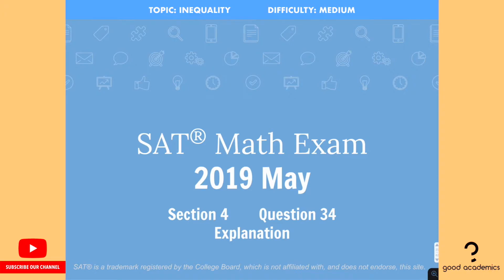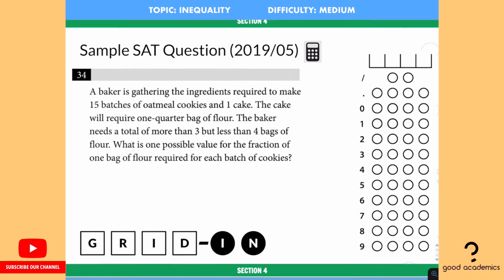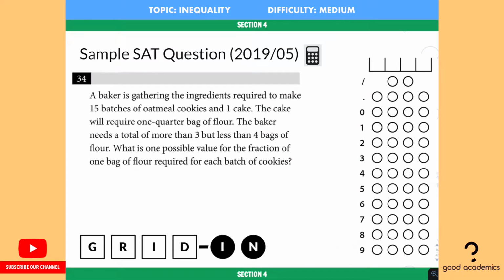In this video, we'll go over the 2019 May SAT exam, section 4, question 34. It's kind of wordy, so you might want to pause the video and quickly read the question before we start. Assuming that you have finished reading, there are a few important pieces of information in the question, so I'm going to highlight them.